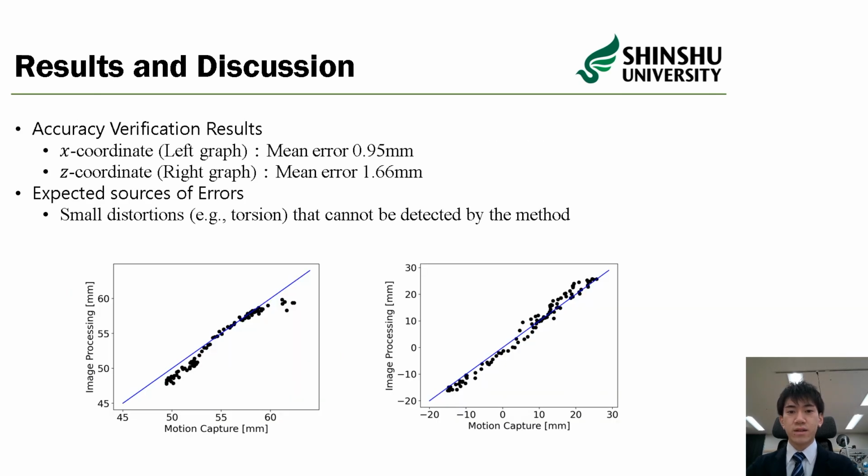Here is the result. Mean error of the x-coordinate, left graph, is 0.95 mm, and mean error of the z-coordinate, right graph, is 1.66 mm. We assume small torsions, which cannot be detected by the method, cause the error.